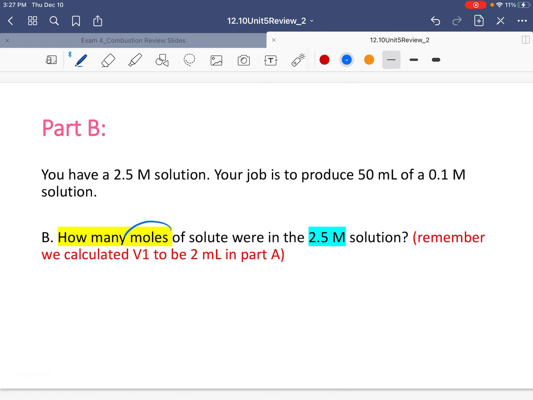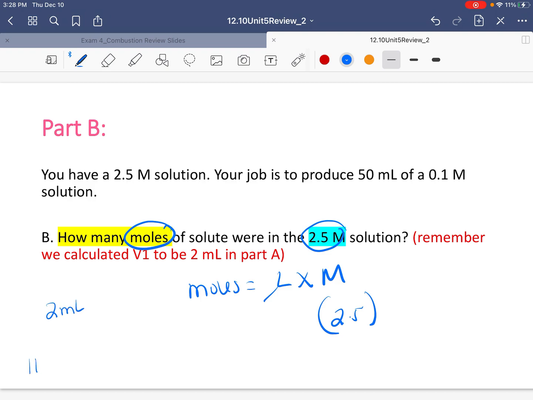On the second part, how many moles you have. I have a 2.5 molarity. So you have to remember moles equals liters times molarity. I have molarity. I have 2.5 already, but I need to find the liters. I solved 2 milliliters, but that's not liters. What I have to do is 1 liter equals 1,000 milliliters. So I have to divide this number by 1,000.